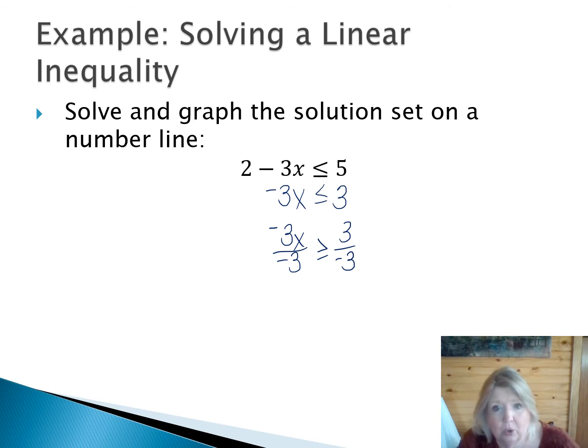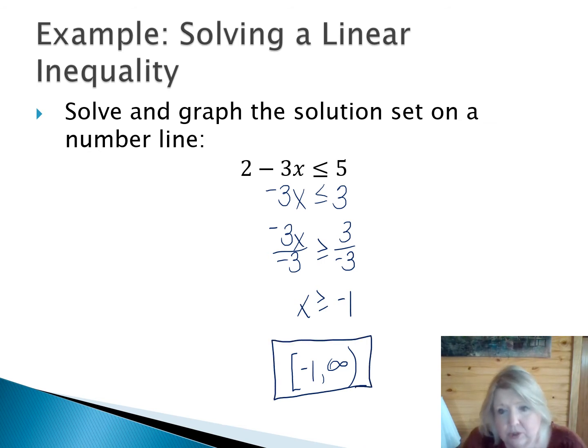Okay, so that leaves me with x is greater than or equal to negative 1. And so my solution set in interval notation says start at negative 1 and you can keep going forever. There's my solution set.